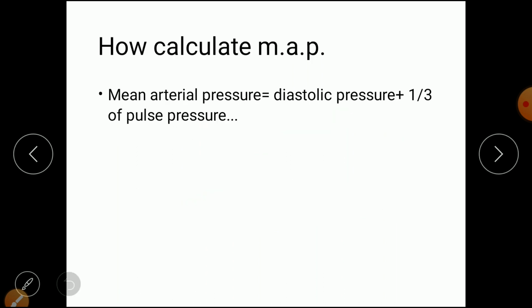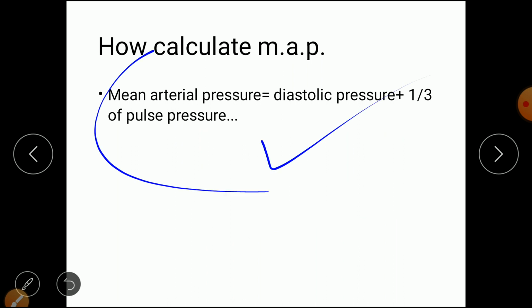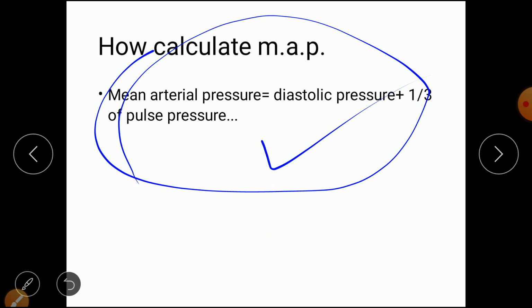Now, how to calculate MAP, that is mean arterial pressure. Mean arterial pressure is equal to diastolic pressure plus 1/3 of the pulse pressure. This is the standard formula. You can remember this: diastolic pressure plus 1/3 of the pulse pressure is the mean arterial pressure.